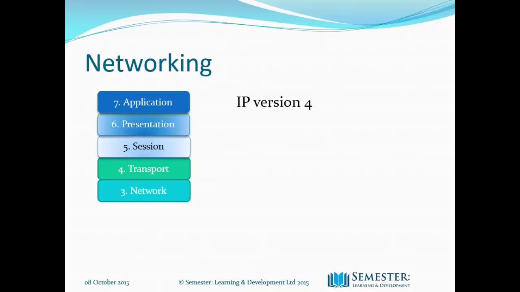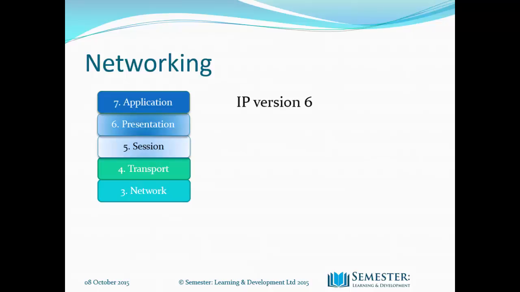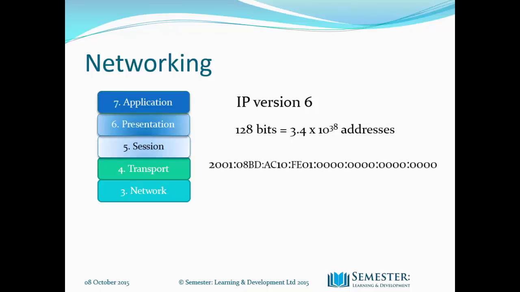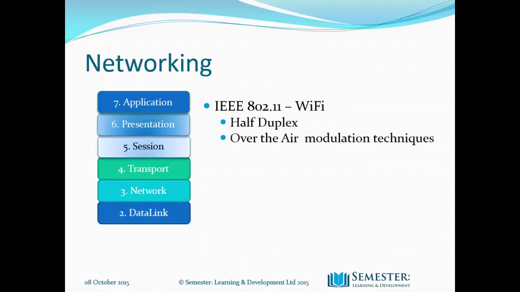At layer 3, we have the Internet Protocol, which is used to address over 4,000 million objects. It uses 4 bytes of information, so each quartet can only address 255, or 256 addresses. This is what gives us our limitation. An updated version is IP version 6. It gives us many more addresses as it uses a 128-bit address space. This allows a much larger number of devices to be addressed, but IP version 4 and IP version 6 are not compatible.